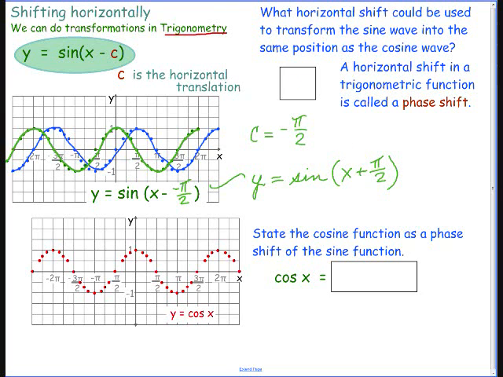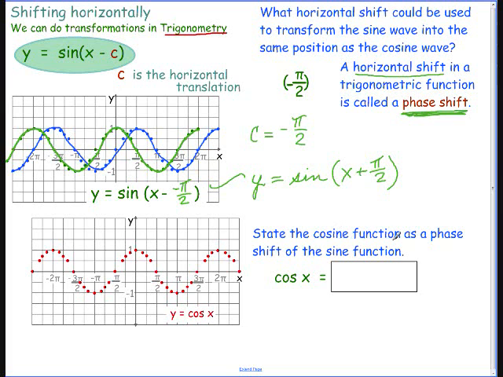Let's see what I have right here. Whoops, I didn't pick it out. Yeah, negative pi over 2. This type of a horizontal shift is referred to as a phase shift. So that's probably the most common terminology. Horizontal shift describes it perfectly. Phase shift is just the more common way of talking about it.